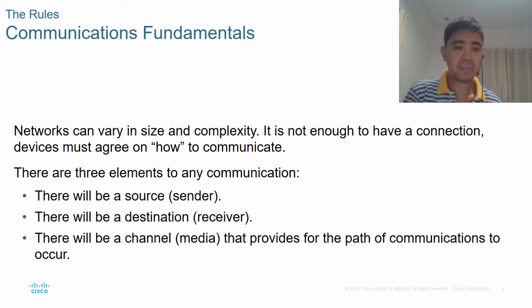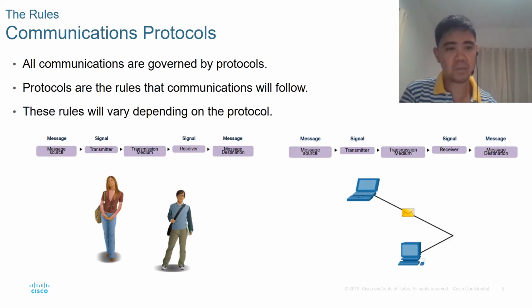Okay, so that's the title of this part of the module. Before we proceed to the exact rules, take note that in a communication there are three elements. So you have the source, you have the destination, and of course there should be a media, a channel that connects the source, the sender, to the destination, the receiver.